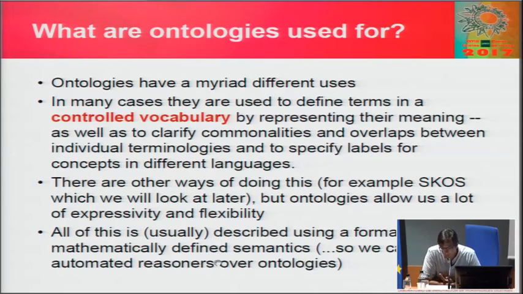You don't necessarily need an ontology to do this, and there exist other ways of doing it. For example, by using the SKOS model, and we'll look at SKOS as well later. But what ontologies give us is a lot of expressivity and a lot of flexibility, and also the possibility of actually running reasoners on the ontologies and deriving new knowledge.